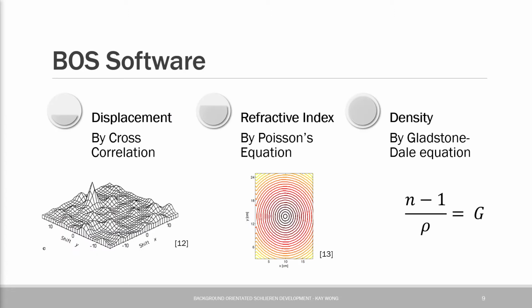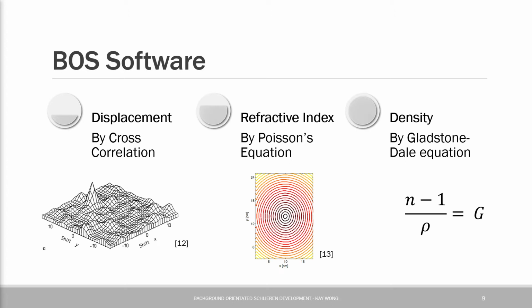BOS has less hardware than traditional Schlieren imaging, but it is dependent on a dedicated software program. For a typical 2D BOS setup, the software can be broken down into three core sections: displacement, refractive index, and density. As mentioned, the software must first interpret two images, a reference image and a measurement image. The image is divided into smaller areas, and by comparing the location of the reference image dotted pattern with the measurement image dotted pattern, the displacement is quantified. This technique is known as cross-correlation.